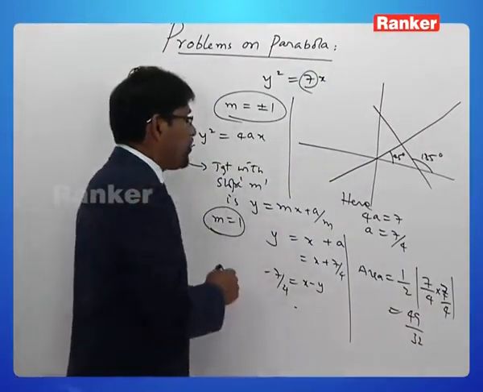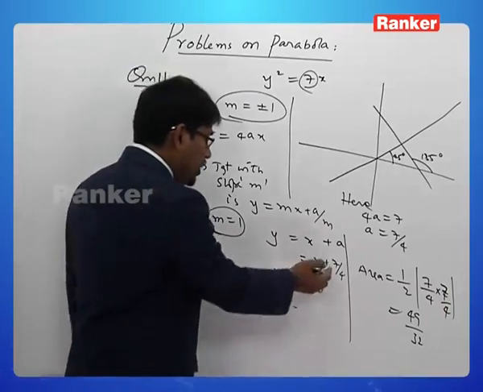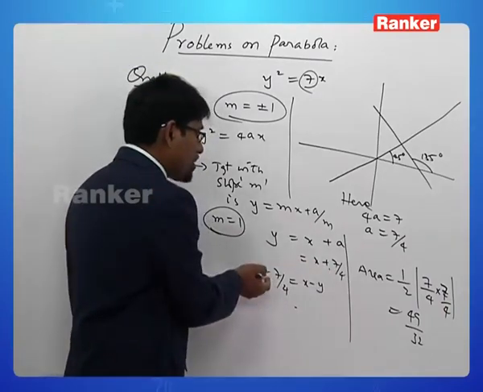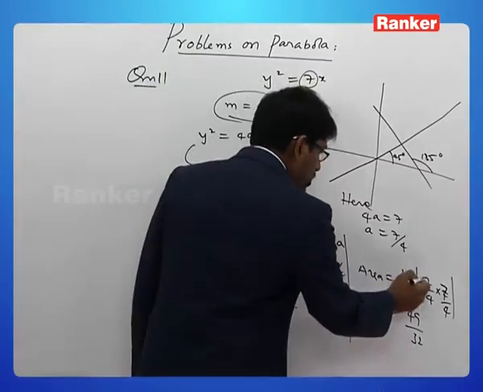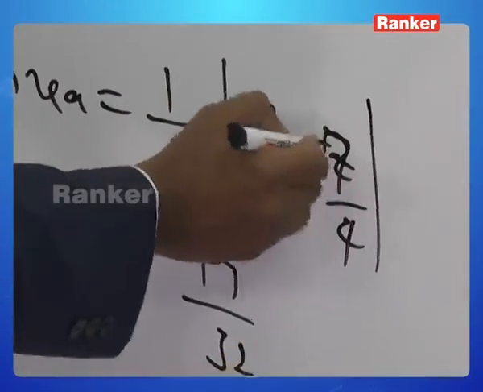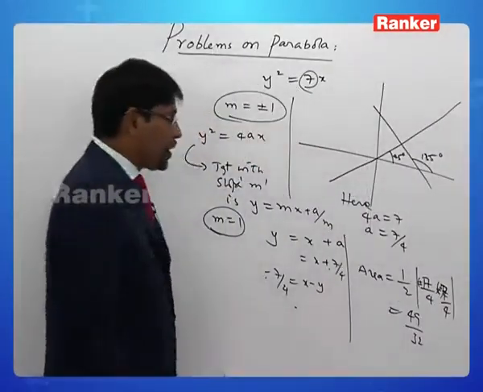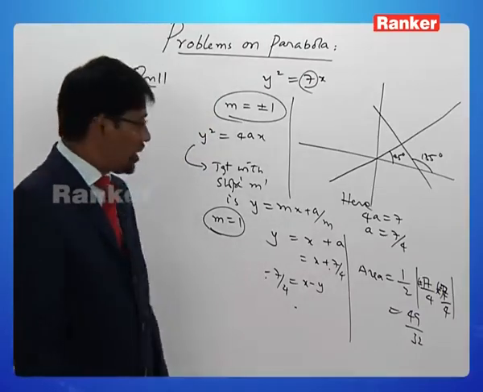Now if the slope were to be -1, I would have got a -1 here, and therefore it would have been plus here, so it doesn't matter there. It could be plus or minus, this could be plus or minus. In either case, the area will be the same, 49 by 32.